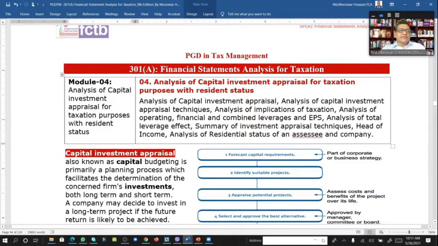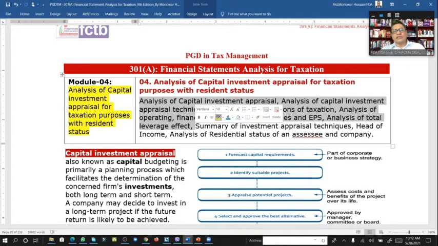Today we'll discuss our Module 4: analyze the capital investment appraisal for taxation purposes. How does capital investment interact with tax? Here we will analyze capital investment appraisal and its techniques, analyze their implementation with tax, analyze operating and financial combined leverage and EPS, and analyze the total leverage effect, etc., within this module.